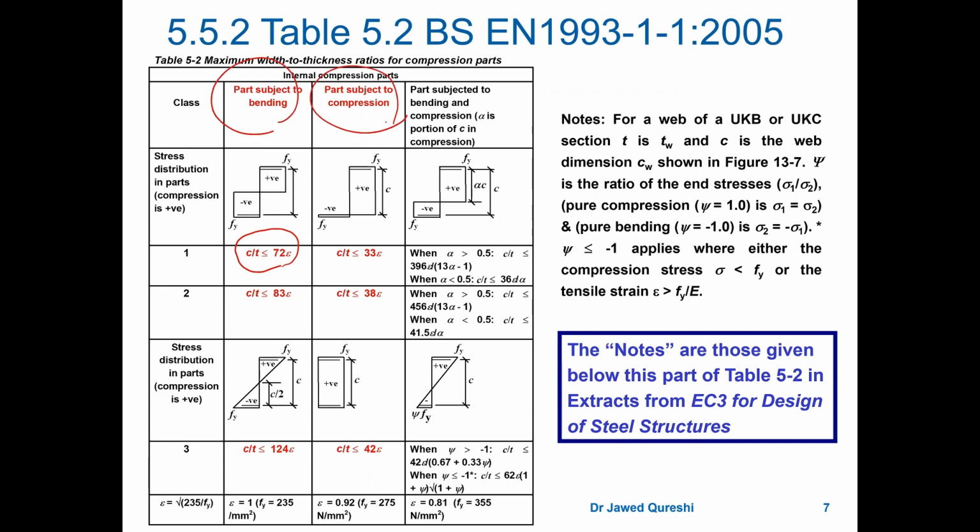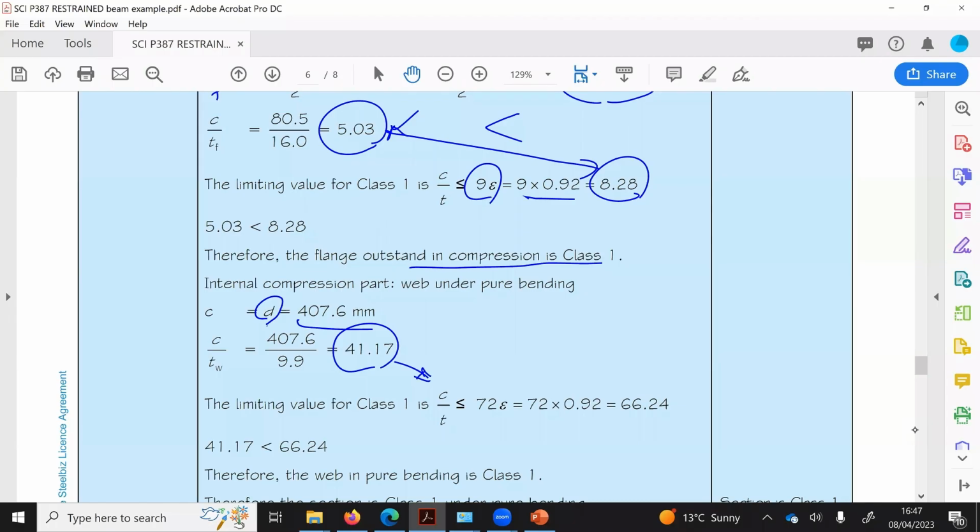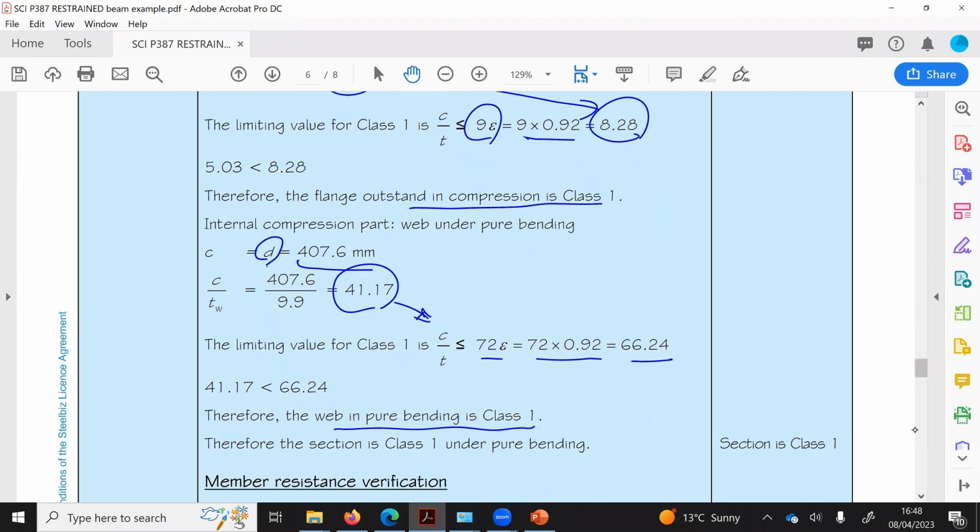If I was classifying a column, then I would use this part subjected to compression. But here I'm using a beam. CW over TW is 41.17, which is less than 72 epsilon. We put the value of epsilon. It means that the web in pure bending is class 1 as well. This means the overall classification under pure bending is class 1 for this section.